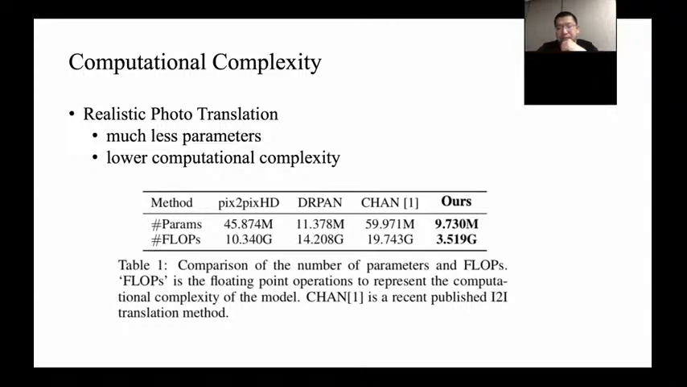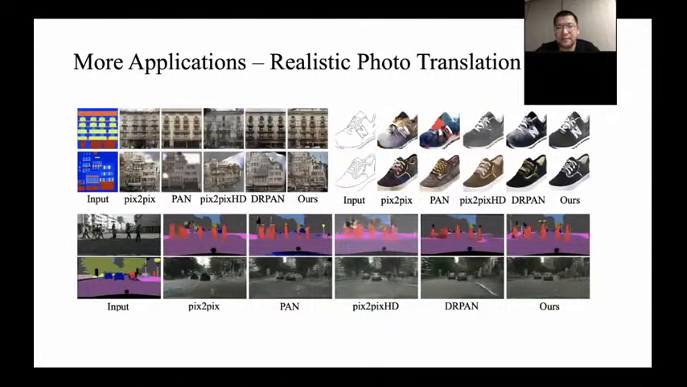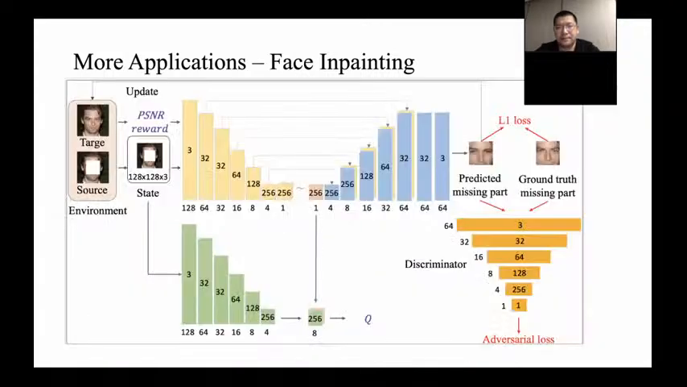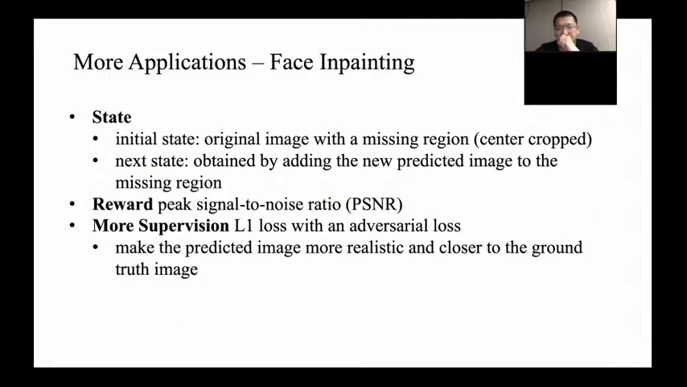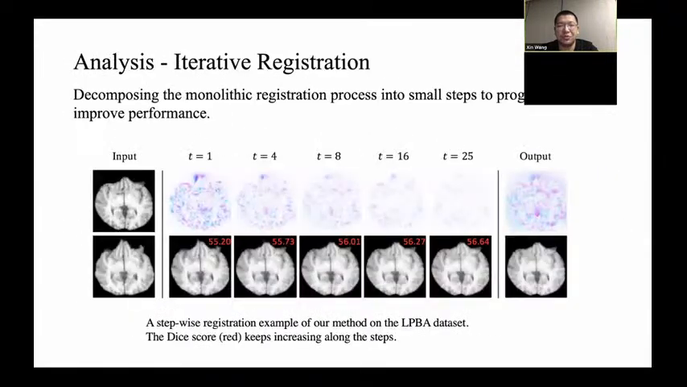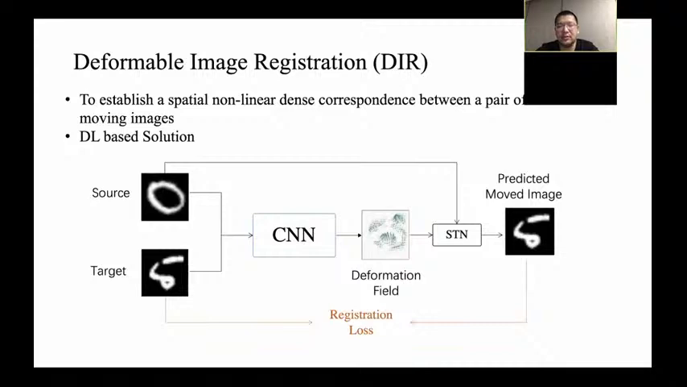Okay, so you're saying that your RL is actually easier to train than supervised learning. Yes, because our model size is much smaller. Okay. Oh, and another advantage is the interpretability of our model. During the transition process, we can see what happens here, right?